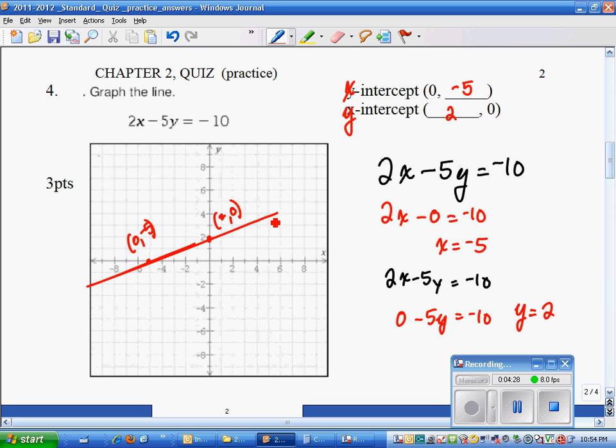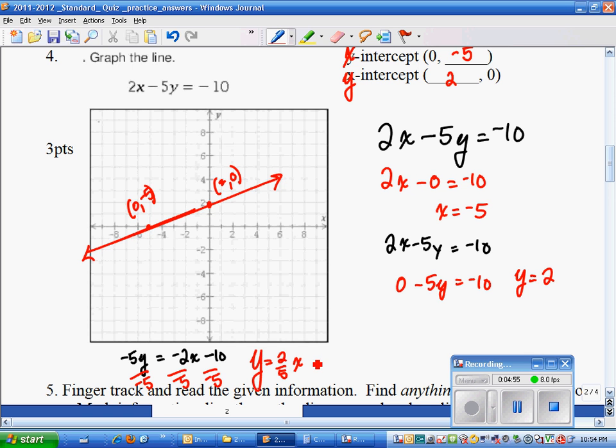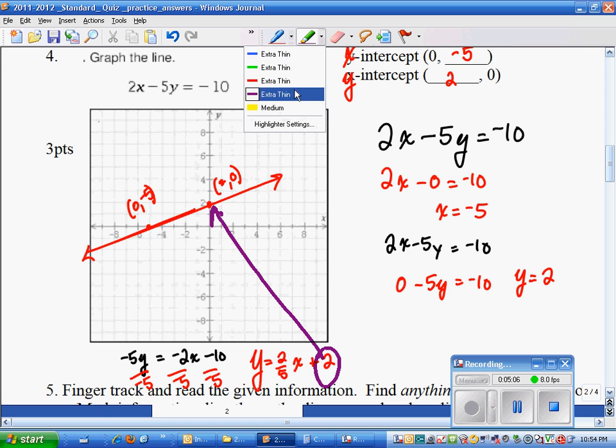If you want to double check this, you can also do y equals mx plus b. So we're going to have negative 5y equals negative 2x minus 10. Divide by negative 5, divide by negative 5, divide by negative 5. I end up with y equals positive 2 over 5x plus 2. So here we have plus 2. That's your y-intercept. And your slope is going to be 2/5. So that's your rise is 2, your run is 1, 2, 3, 4, and 5. And that is your 2/5. Your rise over run, and we know it's a positive line.